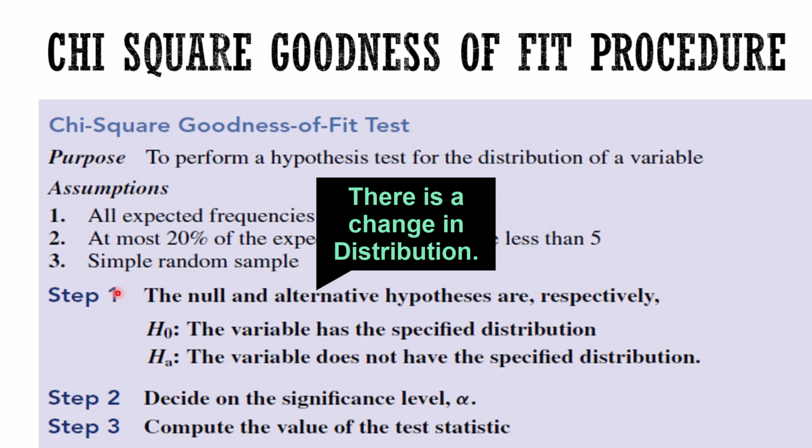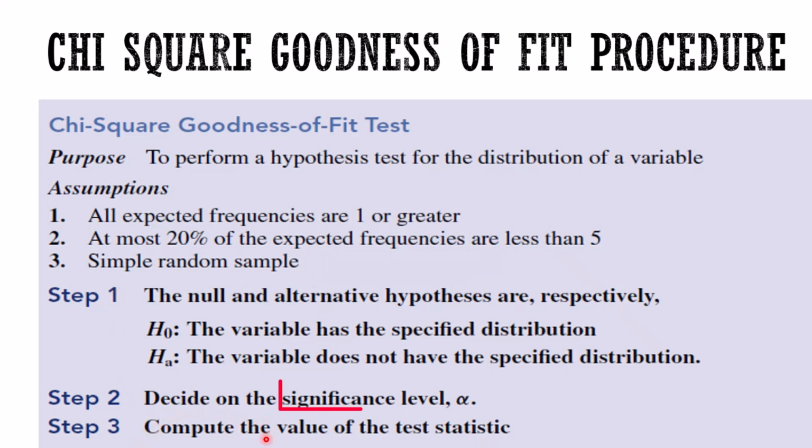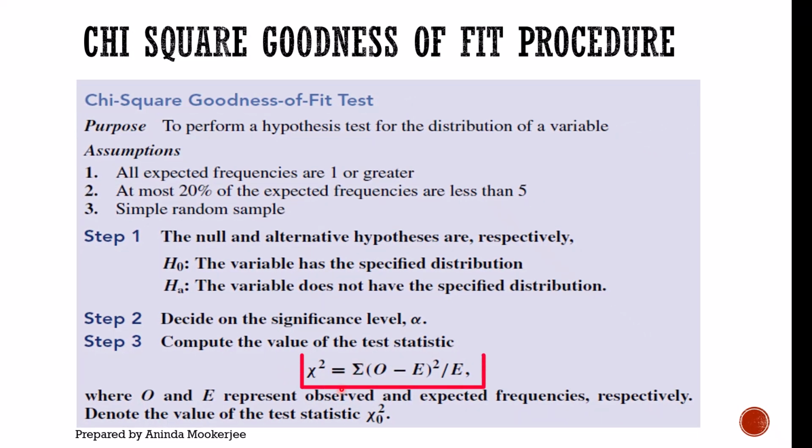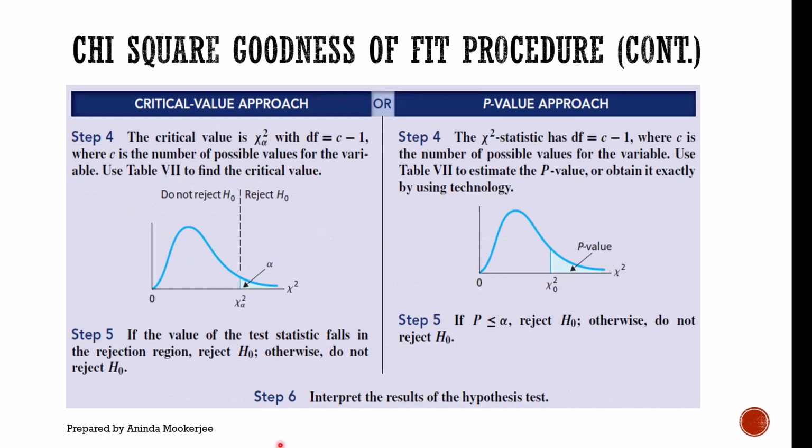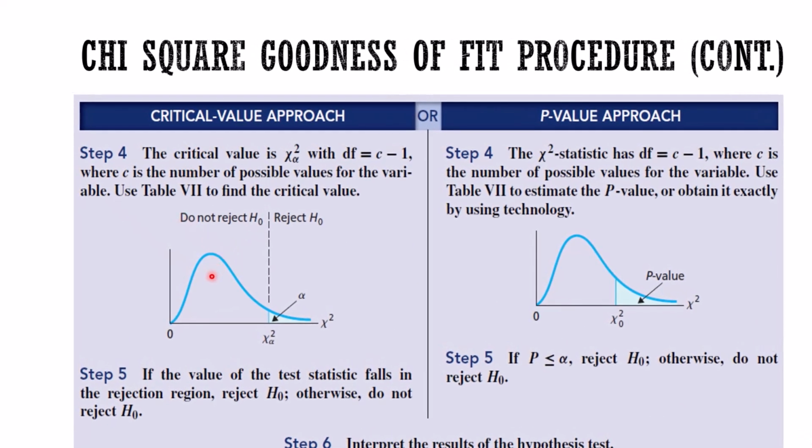All right. Step 2 is to decide on the significance level alpha. Step 3 is to come up with the test statistic value using the formula for chi-squared. And as I said before, we will work through it using a table. So these are the first 3 steps of performing the chi-squared goodness of fit test. And then we will go through the next 3 steps of using the different approaches, coming to a decision, and then, of course, interpreting the results. So step 4 is to use the critical value approach or the p-value approach.